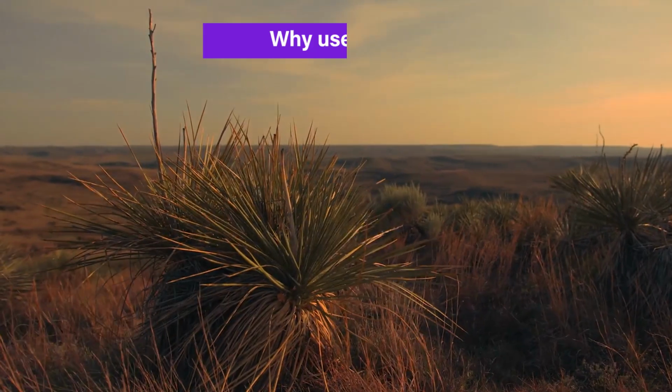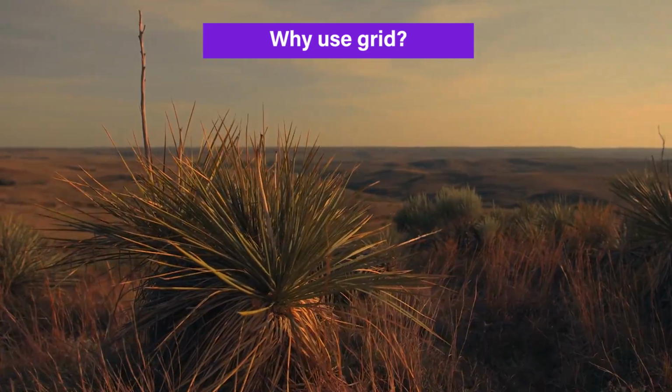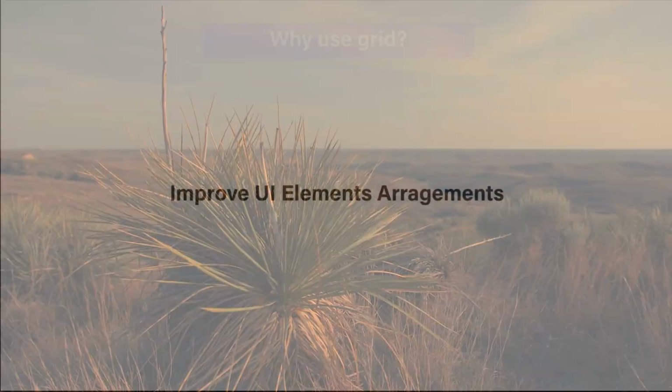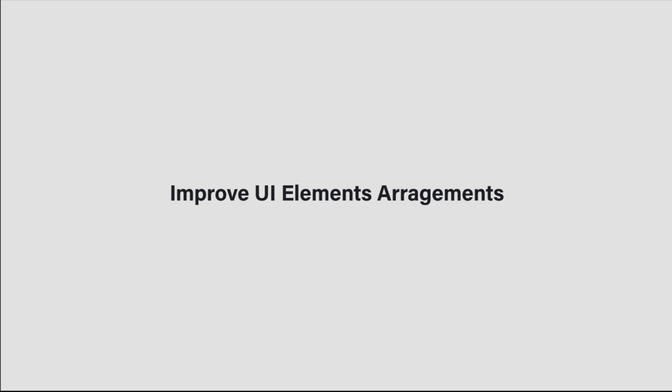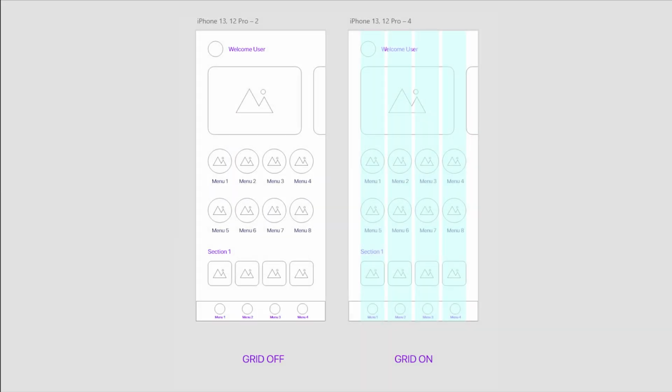Next, we will talk about the reason why we should use grid in user interface design. Firstly, improved arrangement of UI elements. Designers may put and align objects on a page more quickly and easily by using grid layouts because they provide a clear structure of horizontal and vertical lines. It's considerably simpler to maintain order using a grid.